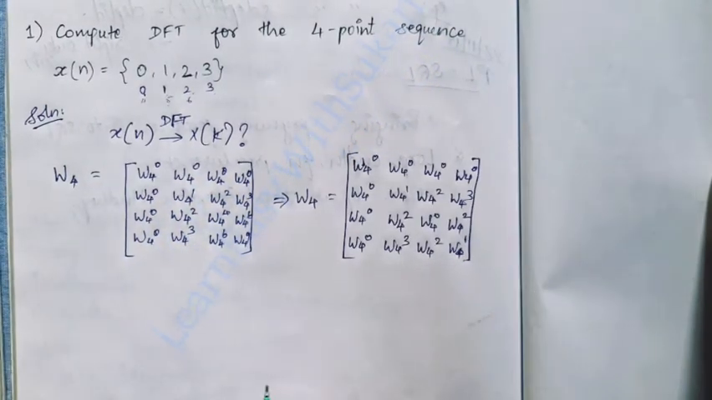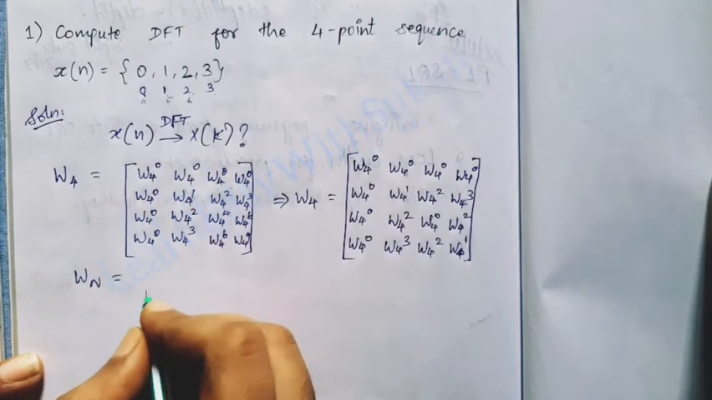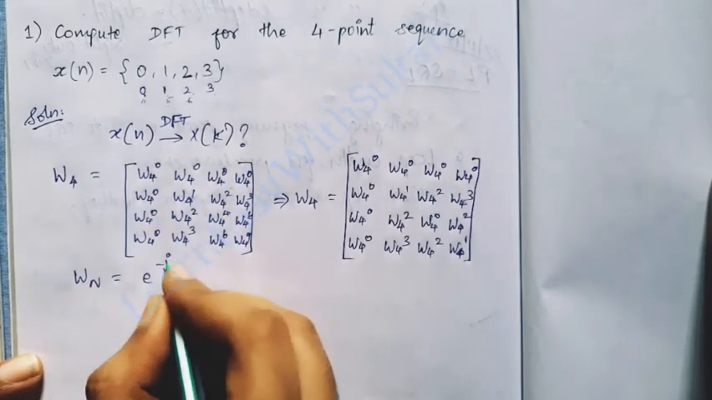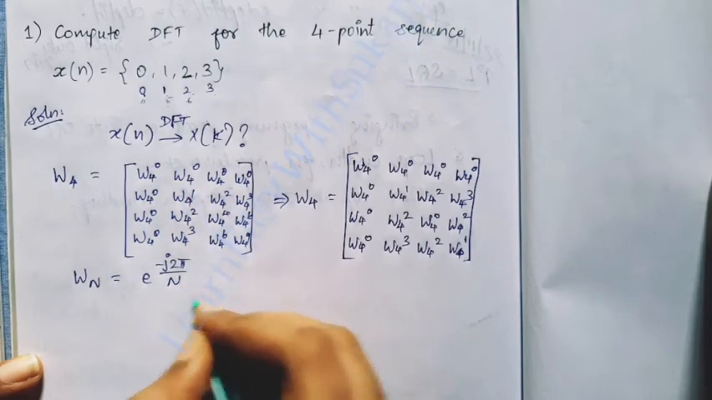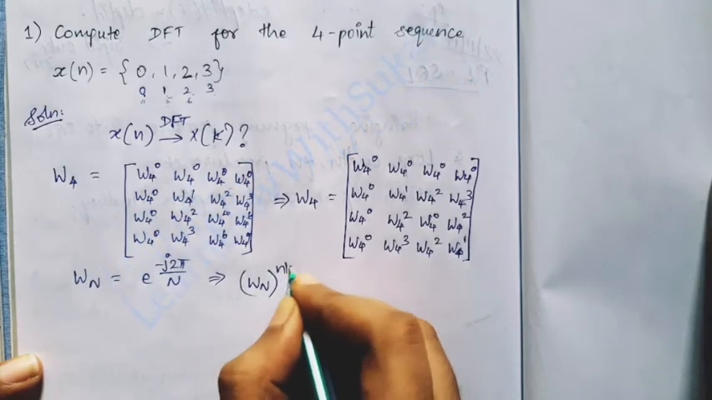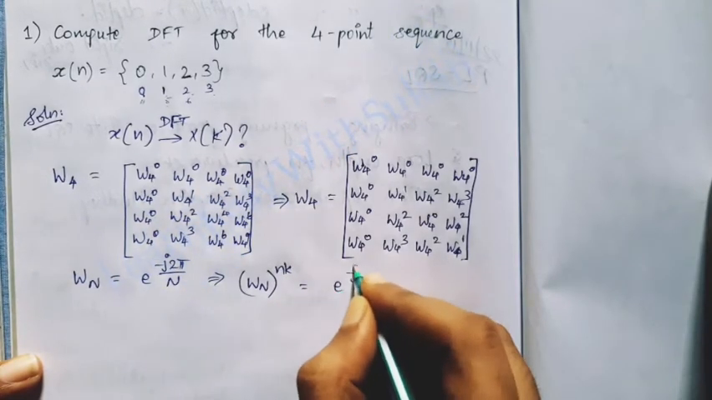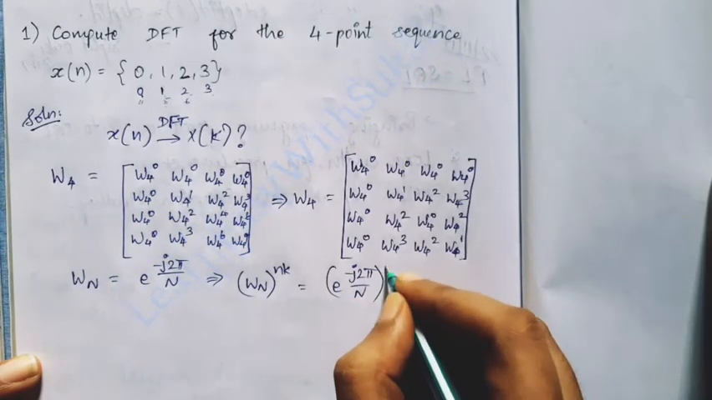Okay, this is the next step. Now, we know that from the previously studied formula, Wn, the Twiddle factor, is equal to e power minus j 2 pi by n. So, what is Wn the whole power nk? E power minus j 2 pi by n, the whole power nk.